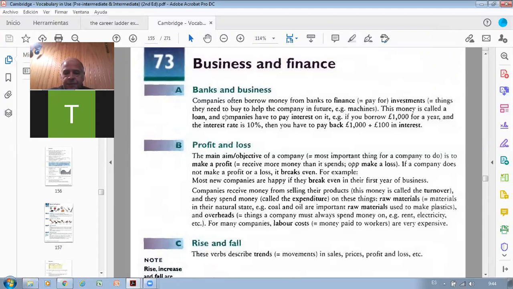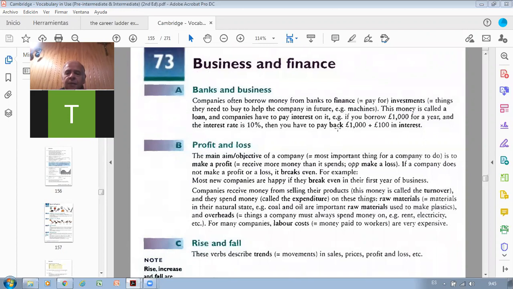Companies often borrow money from banks to finance. Finance. Pay for. To finance. Investment. Finance. Yeah. Pay for. Investments. Things they need to buy to help the company in the future. Machines. Example. That means it's an example. Okay. Example. Machines. Okay. This money. Wait, Tiare. So we're going to be analyzing this, okay?